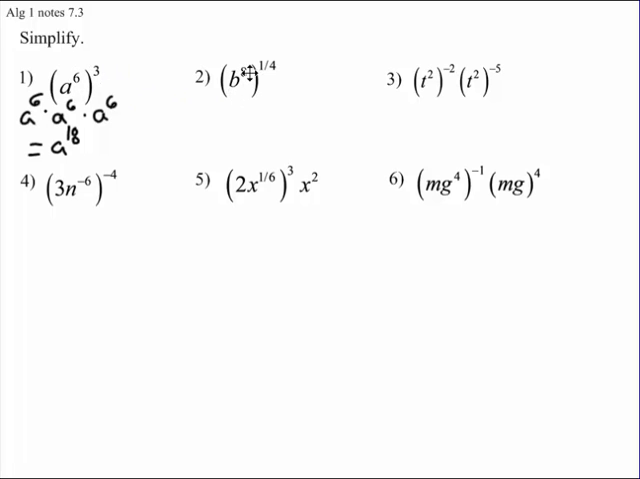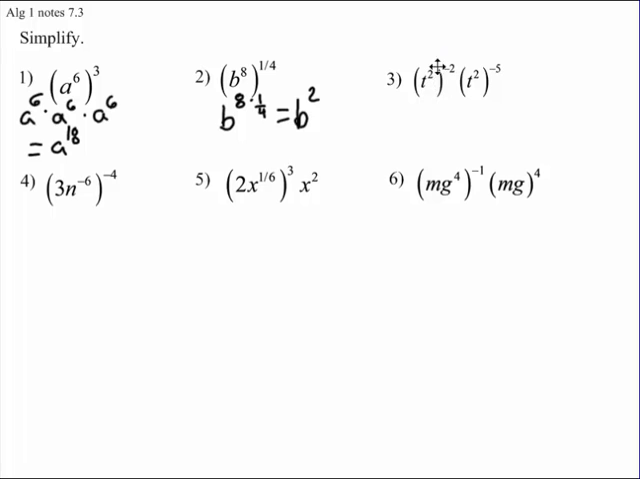B to the 8th to the 1/4. Okay, well, b to the 8th times 1/4 just equals b squared. 8 times 1/4, what's 1/4 of 8? It's 2.